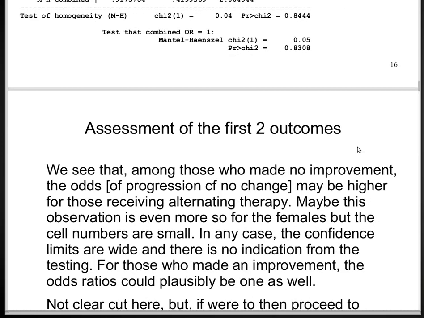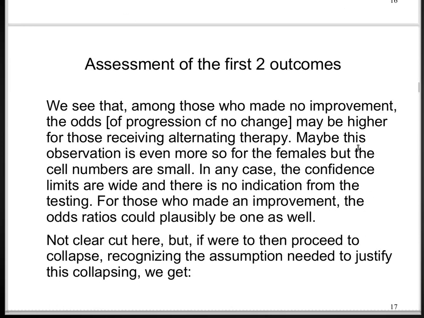Should I proceed with a collapsing in this instance? The planned analysis was to collapse the two progression groups, progression and no change, and collapse the partial and complete. But this result is a little bit blurry. Well, we see that the justification for collapsing is, you could say, suspect here.